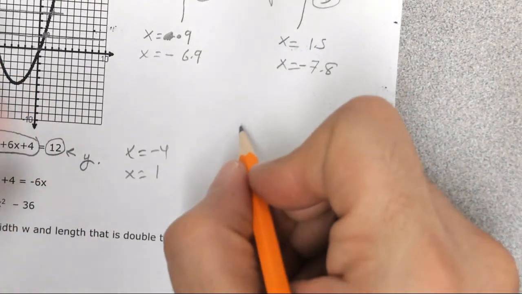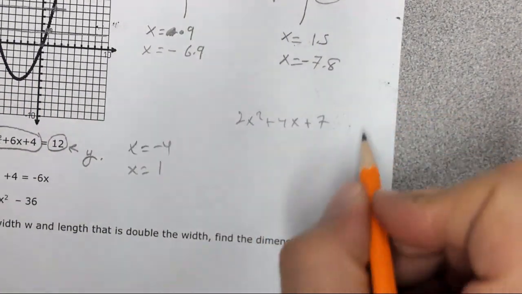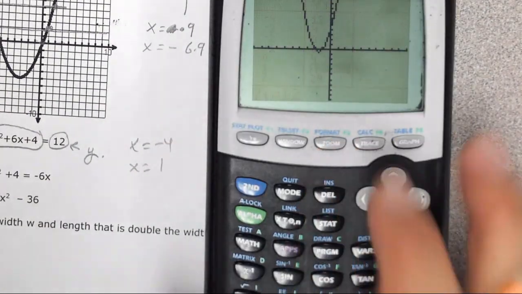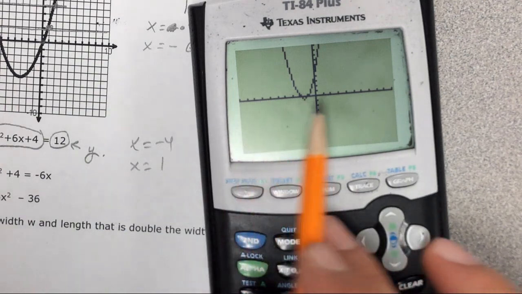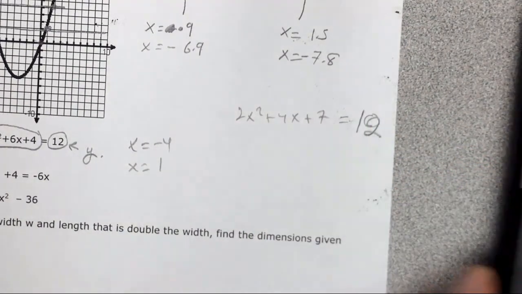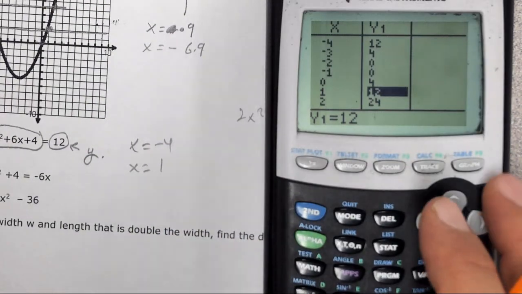So let's review. You can have an equation, and if there's no number here, you look for it right there. But if there is a number there, then you're looking for that 12. You see it? So don't get those mixed up.